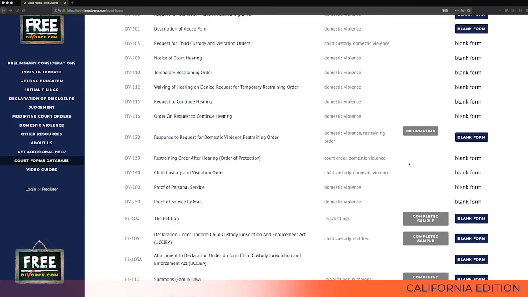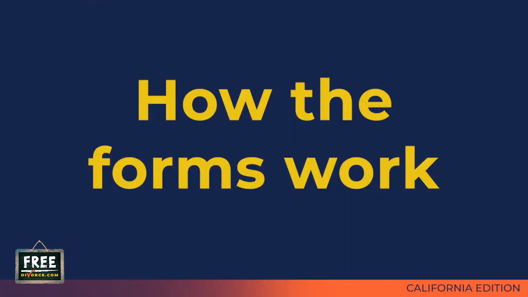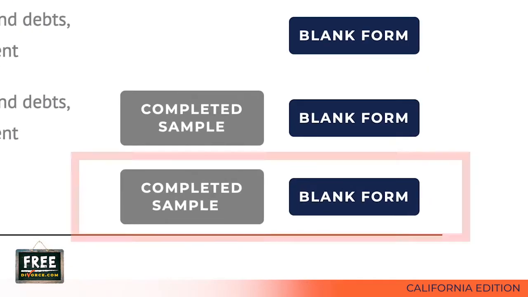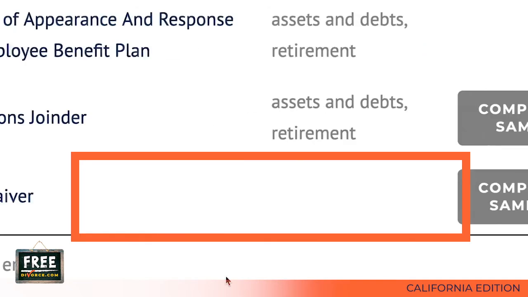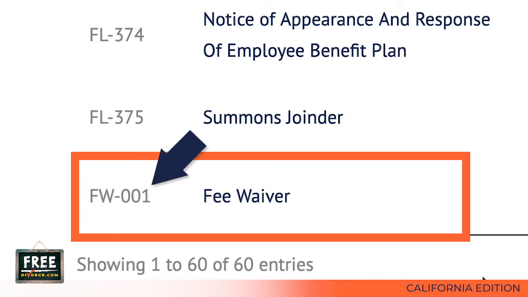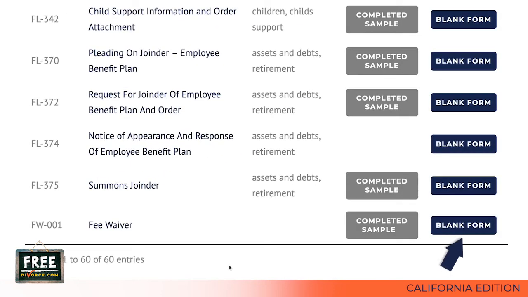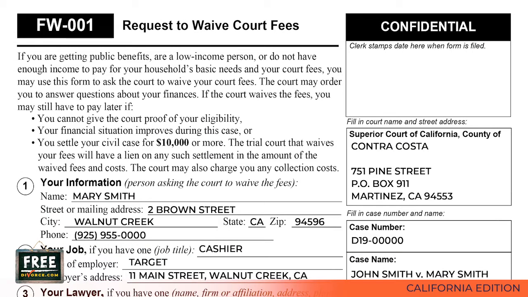Now that I have explained about how the court forms database is organized, Ed, why don't you tell us how the forms work? When you look at the court forms database, you're going to see forms that are blank and forms that are completed. For example, the form you fill out to request a fee waiver is FW001. In the database, you will find a form entitled FW001 blank, and you will find another form entitled FW-001 completed. You can pull up the completed version of the form and print it as a sample of what a completed form can look like.